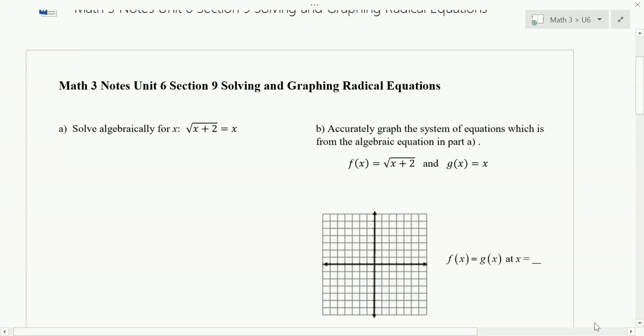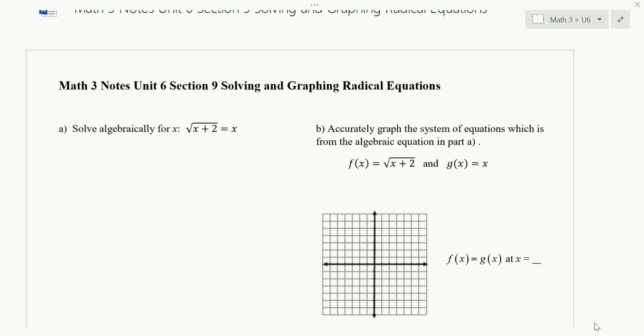Okay, so today we're going to look at solving and graphing radical equations. We have looked at both of those already individually, so we're just really looking at the connection piece, as we have done with other functions. What's the relationship between solving and graphing?